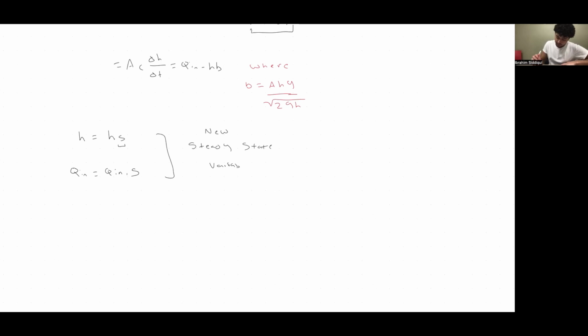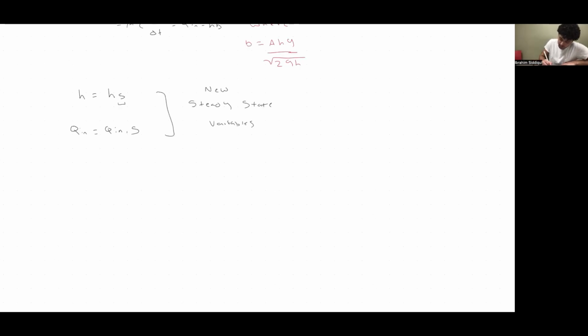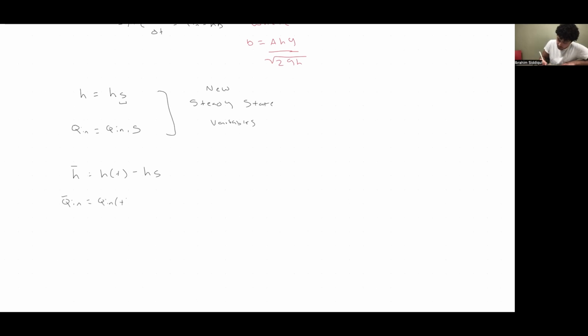We can now look at this for our deviation variables. So H bar is going to be equal to our height as a function of time, subtracted by the height at steady state. And we can do this again for our flow rate. So Q bar in is going to be equal to our Q in as a function of time minus our Q in at steady state. So these are essentially our deviation variables.